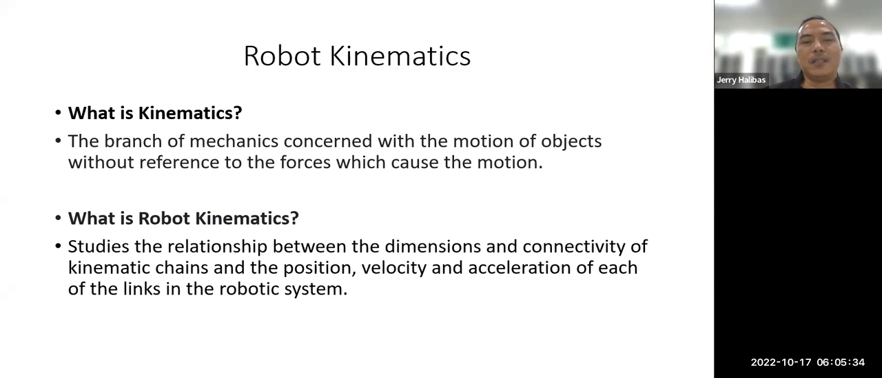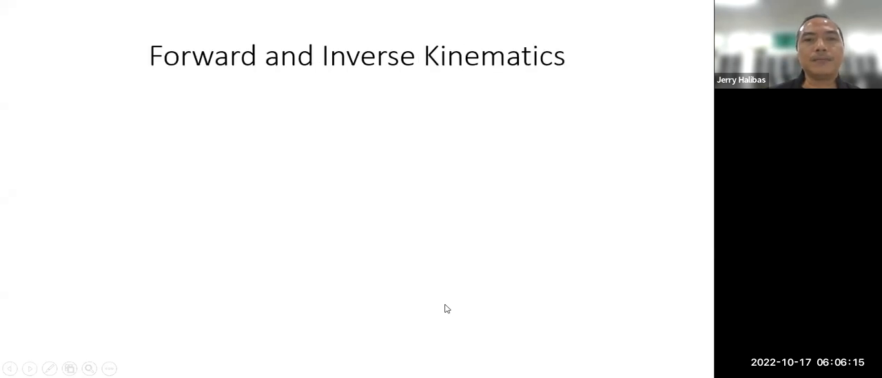Of course, if you say what is robot kinematics, it actually studies the relationship between the motions and connectivity of the kinematic chains, the linked links, arms, shoulder, and wrist assembly. The connectivity of the kinematic chains and the position, velocity, and acceleration of its links in the robotic system. So, notice here, there is no mention of force. It mentions only position, velocity, and acceleration. Okay, so that is kinematics.